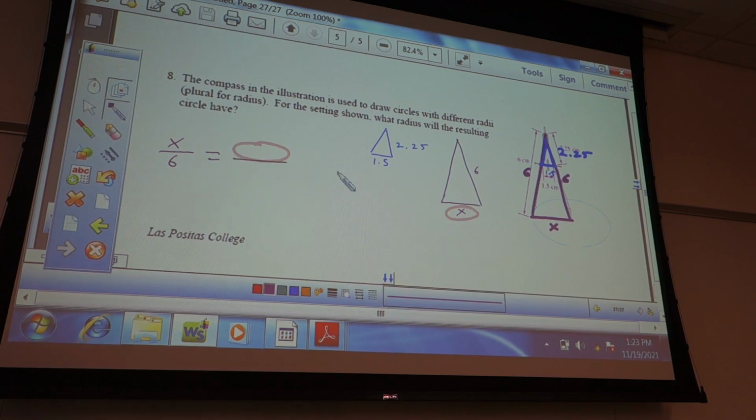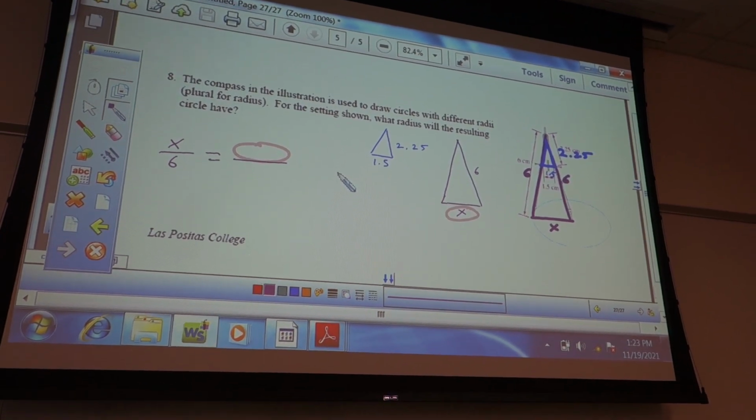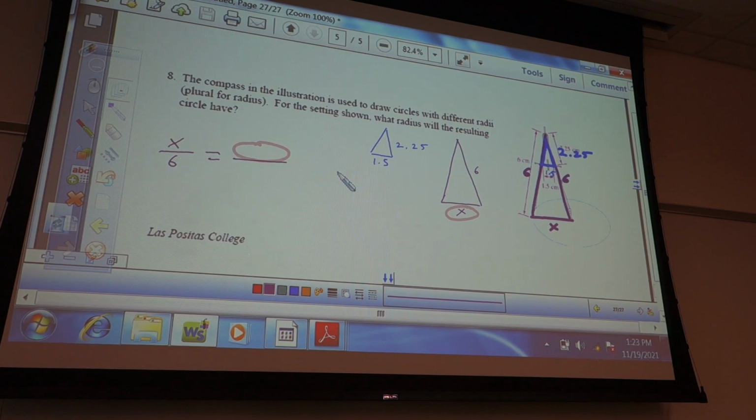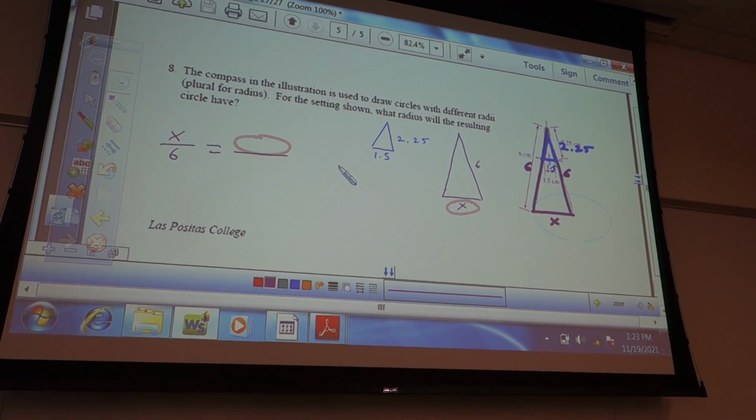I think what makes it weird is just, if people aren't familiar with the compass, then it's another layer of things that you're unfamiliar with that are confusing folks.